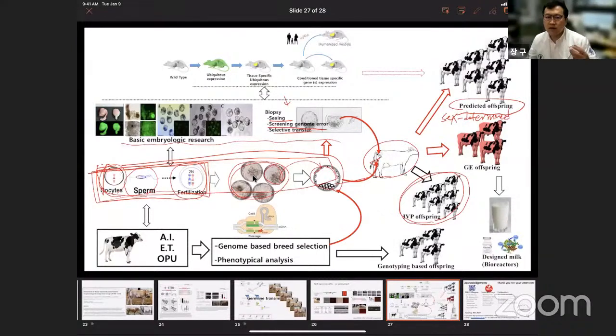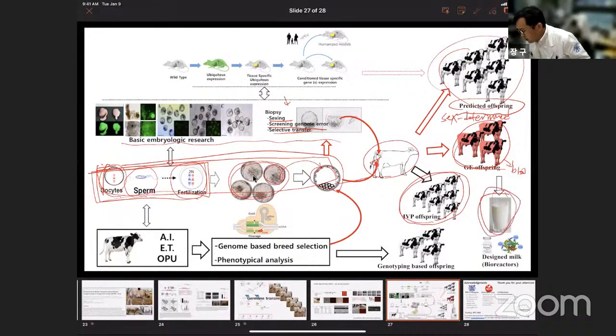Because some animal farms need only female, some need only male. So at the embryo stage, we can do PCR or some ELISA reaction specific to the X chromosome. So we can see genetically engineered offspring, and we can collect products in the blood and the milk. The milk is already commercialized, with several articles.